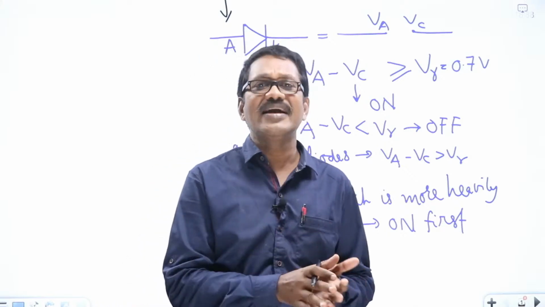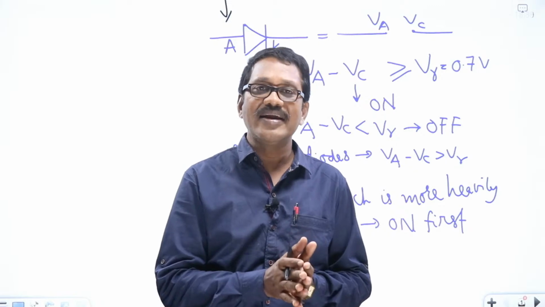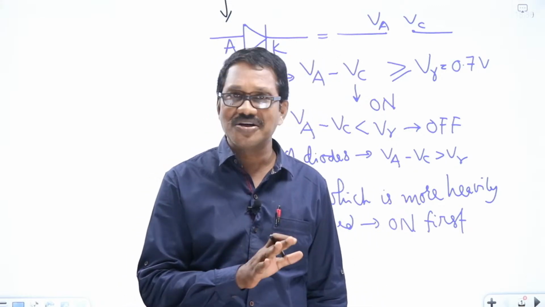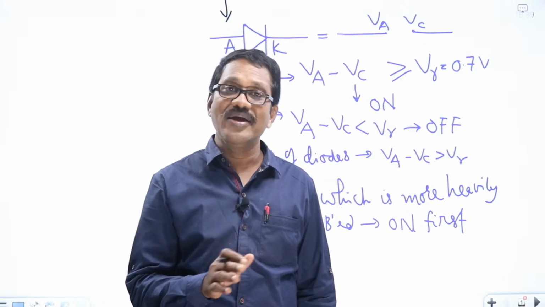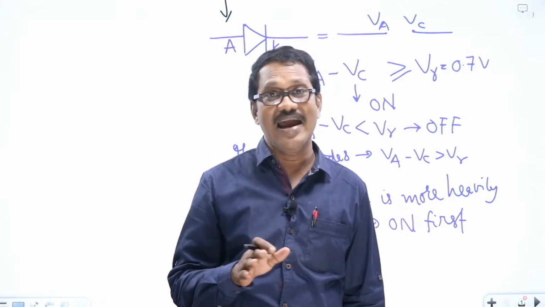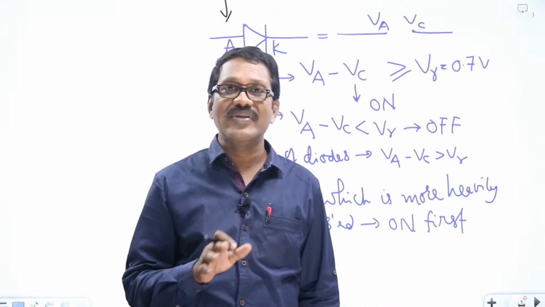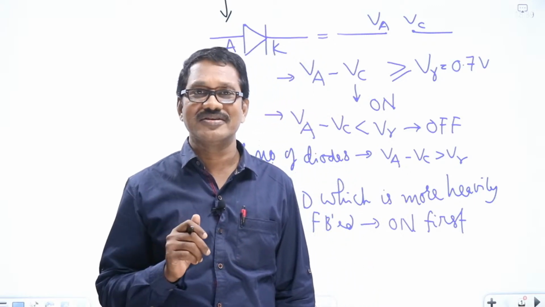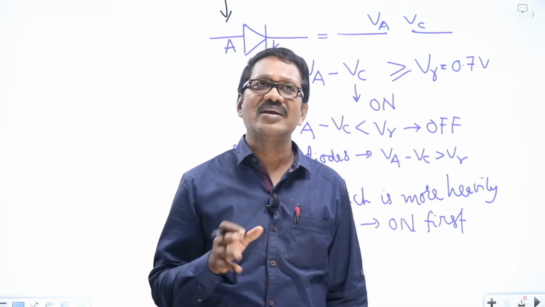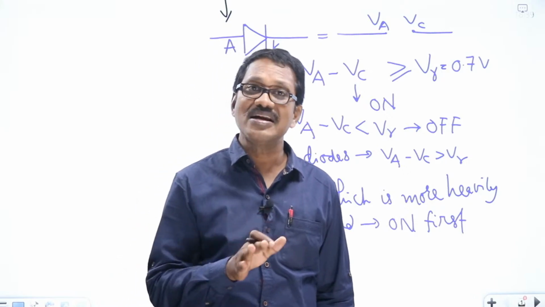If it is an ideal diode, what does that mean? In an ideal diode, it is assumed that the potential barrier is 0. The potential barrier does not exist, and the diode resistance is also assumed to be 0. Then the diode is said to be ideal. Right? So if the diode is ideal, then it is replaced by a short circuit.